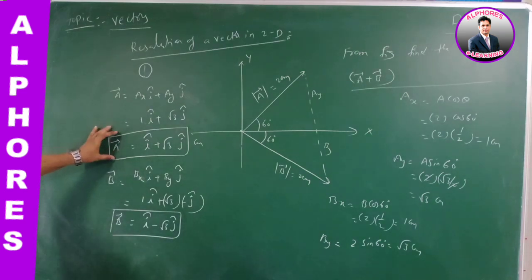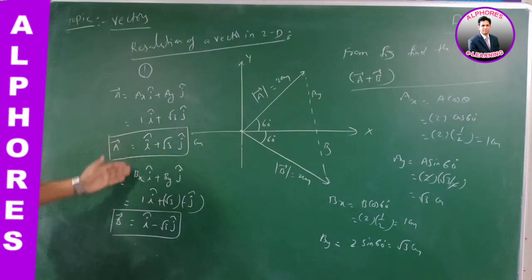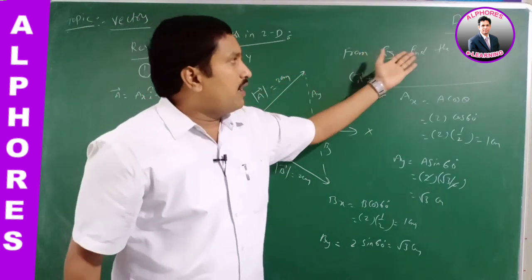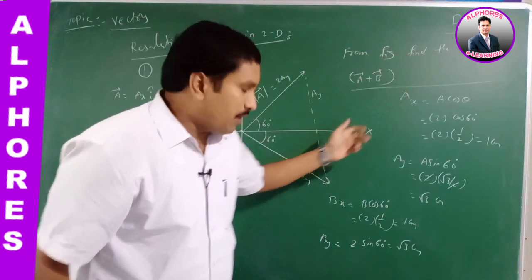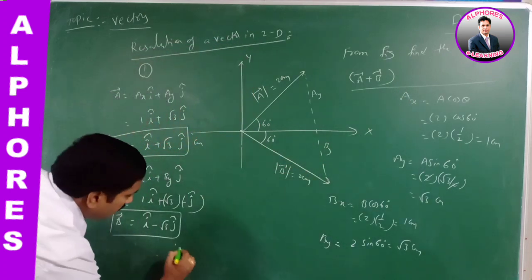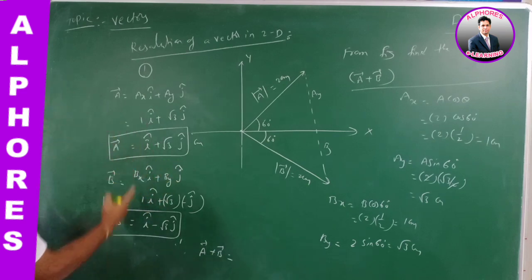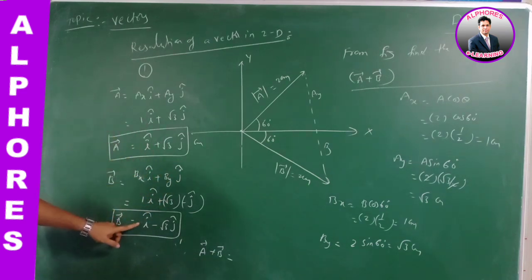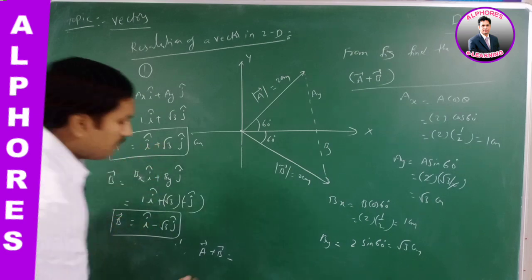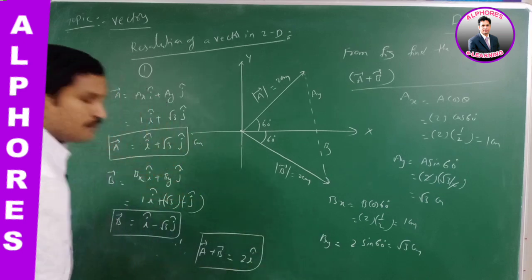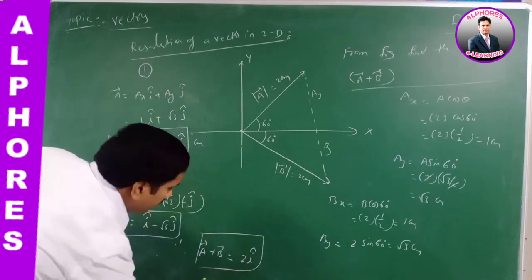Now, after getting the a bar vector and b bar vector, what is the sum of these two vectors? According to the problem, from the figure, find the value of a bar plus b bar. Therefore, by adding these two vectors, i plus i is 2i, and plus root 3j minus root 3j, both cancel together. Then the value is 2 into i cap. That means the magnitude of a bar plus b bar.